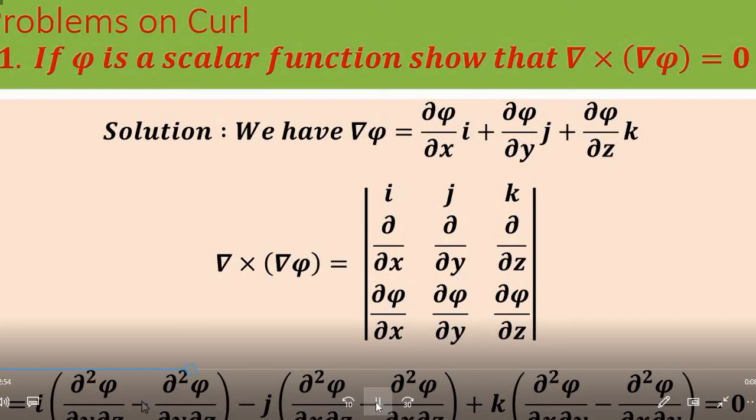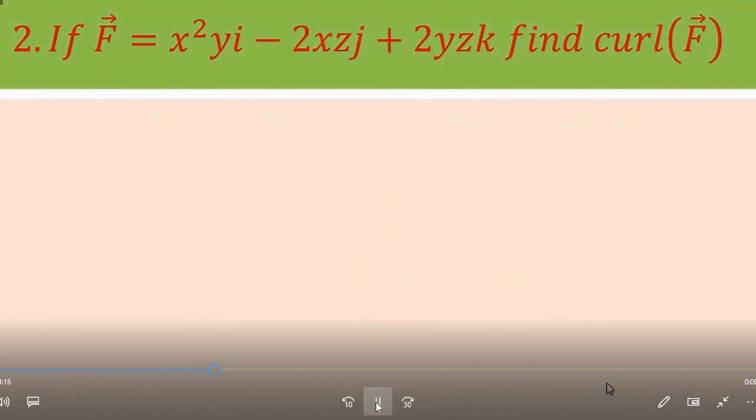Now you see the terms, the first term ∂²φ/∂y∂z, the same term is this also, so we subtract this, so this becomes 0. Then ∂²φ/∂x∂z, this again subtracting with ∂²φ/∂x∂z, this also is 0. Then subtracting with this also we get 0. Therefore, the curl of grad phi is 0. Now let us take another problem.